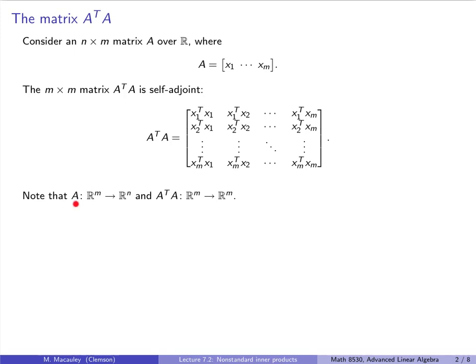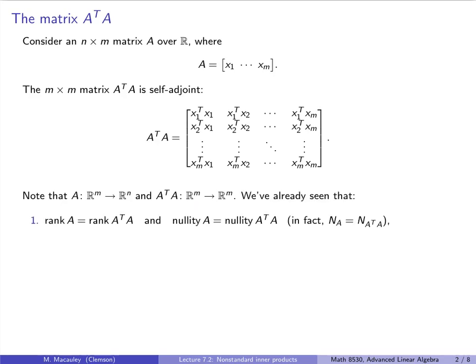Recall that A and A transpose A have different domains. So A goes from R^m to R^n, whereas A transpose A goes from R^m to itself. Let's summarize a few important points about the matrix A transpose A.